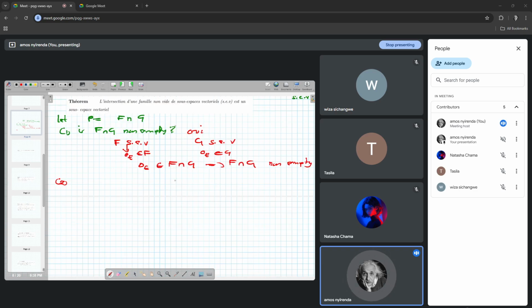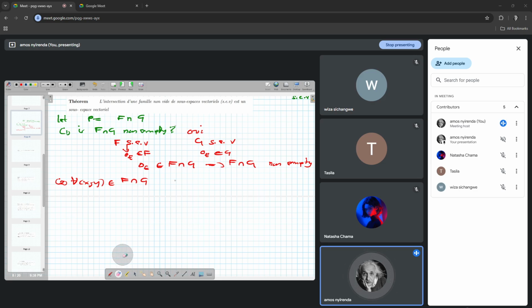For this one, I'll use the first definition. I'll check stability for addition and then stability for scalar multiplication. So let's look at two. Let's give ourselves two items, x and y, from the intersection. So let's say, for all x, y from the intersection F intersection G.